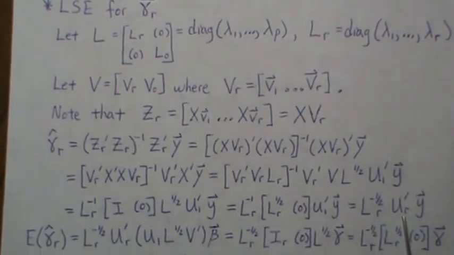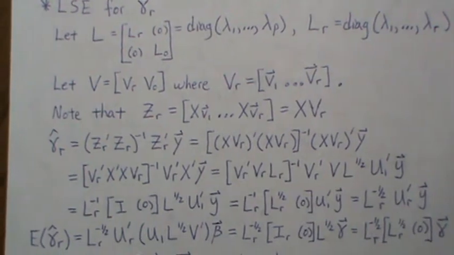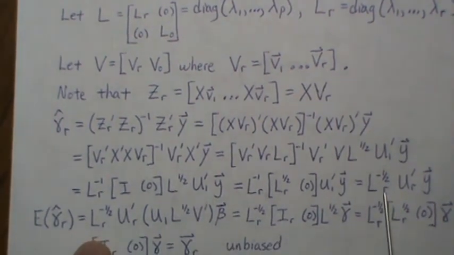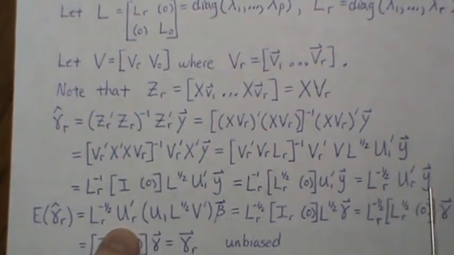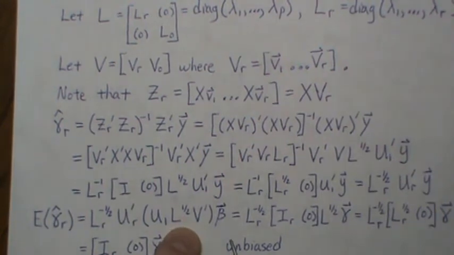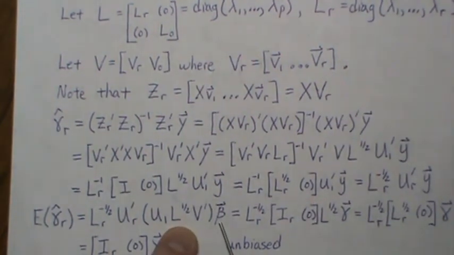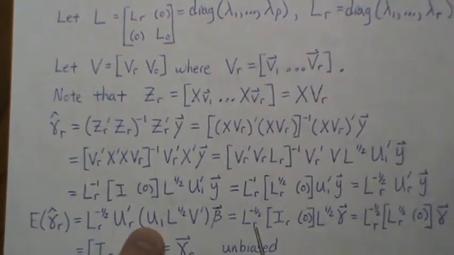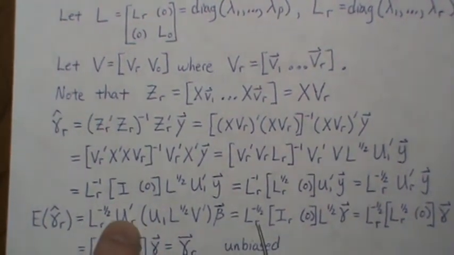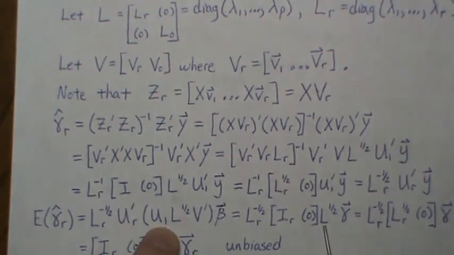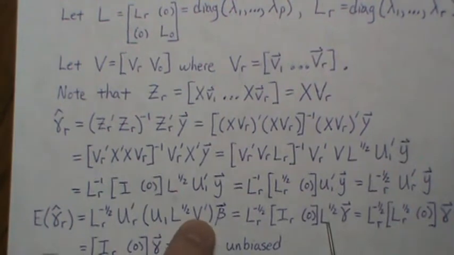Now the expected value of this is this, okay? So we have L_R to the 1/2 U_R prime, and then the expected value of Y is X beta, but we write the singular value decomposition of it in beta. Now we have L_R and U_R and U_1. Remember, U_1 is U_R and U_0, so we get the identity matrix and 0. We have L to the 1/2, and V prime V we just write as gamma.